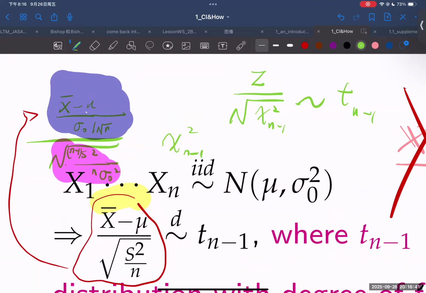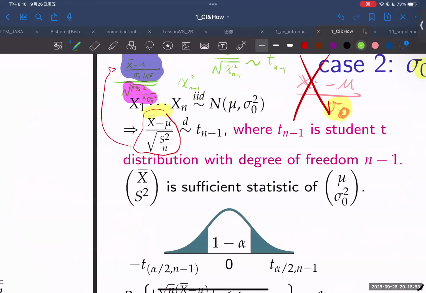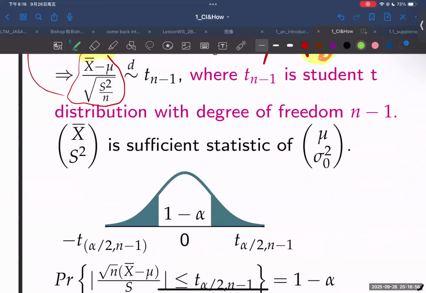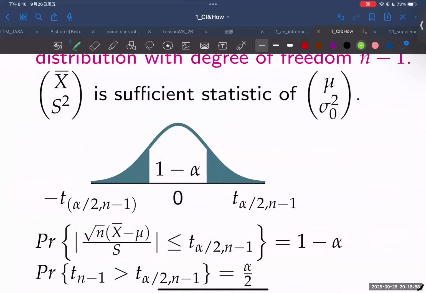If you have interest, you can refer to any textbook to see. And why do we make it so complicated? The reason lies in that your sigma naught is unknown. And accordingly, you can see here x bar and s square. This is a vector, right? This is a bivariate vector. So this one is a sufficient statistic of mu and sigma naught square.